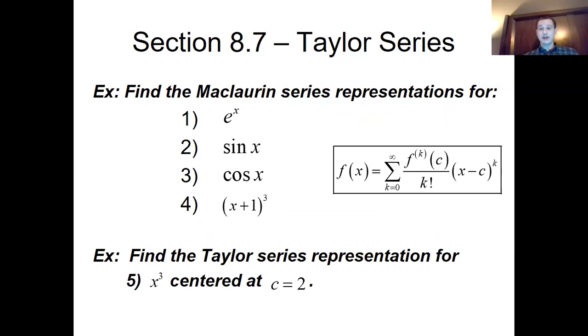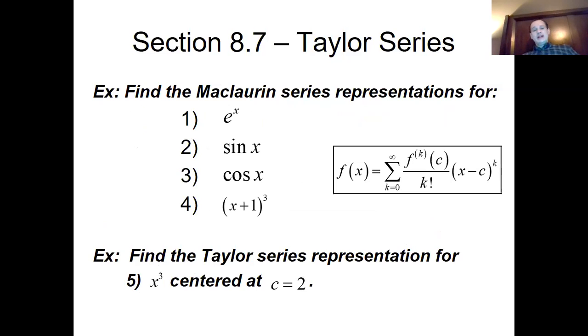First 4 ask you to find the Maclaurin series. Now, that just means what? It's a Taylor series, but I'm just saying the center is 0. Number 5, I'm doing a different center on you. I say, oh, I want you to approximate this function centered around 2. And so you do, no matter, it's the same process no matter which one you're doing. It's just what you're plugging in for your center and for your derivatives.